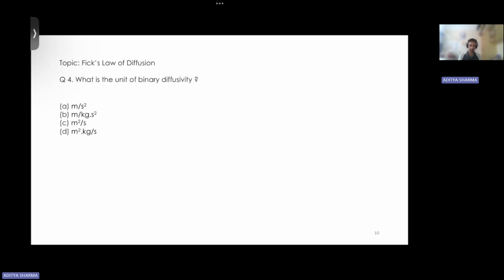Yes, of the unit of binary diffusion. The unit of binary diffusion is meter square per second. Okay, C option. Straightforward. Then moving on to next question.